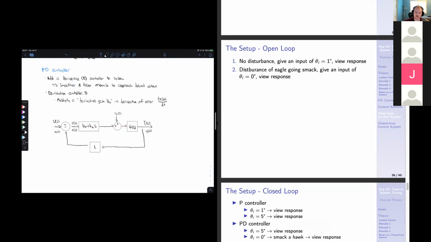Okay, so for the open loop, this is what we're going to be doing for the lab. We're first going to have a scenario with no disturbance. So we're just going to be flying, and we're going to give an input roll angle of 1 degree, and we're going to view the response.